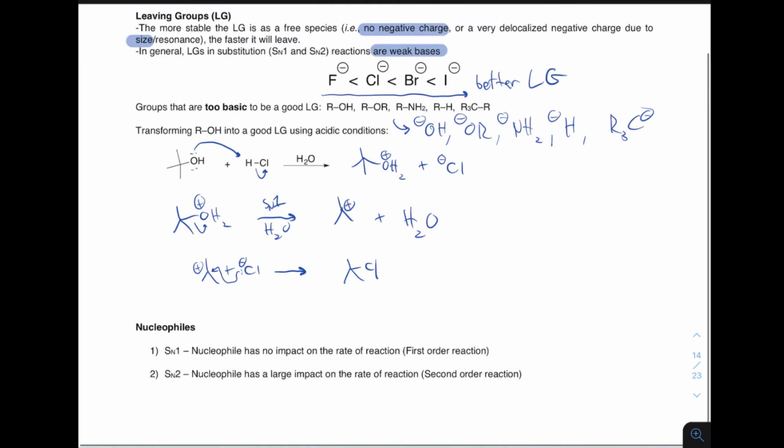So we're now discussing nucleophiles, and we've mentioned this before when we talked about the rates of reactions. With SN1 reactions, a nucleophile has no impact on the rate of reaction, because it only depends on the concentration of the electrophile. And for SN2 reactions, nucleophiles have a huge impact on the rate of reaction, because the rate depends on the concentration of both the nucleophile and electrophile.